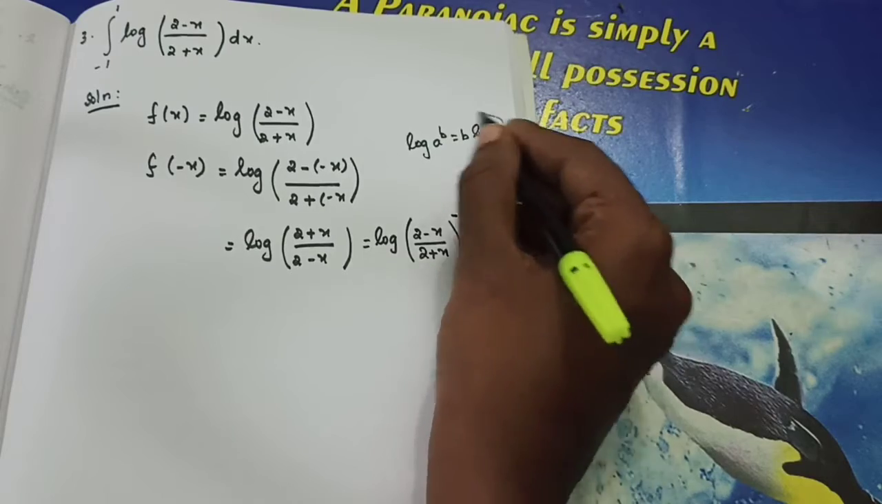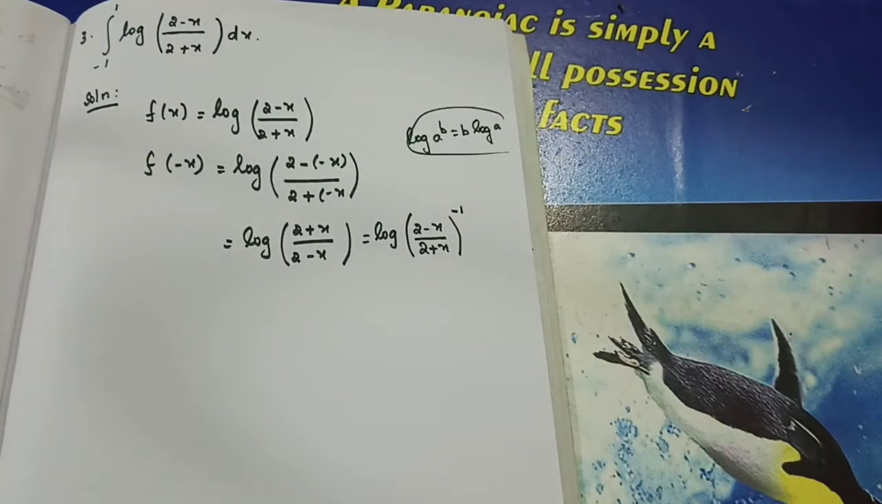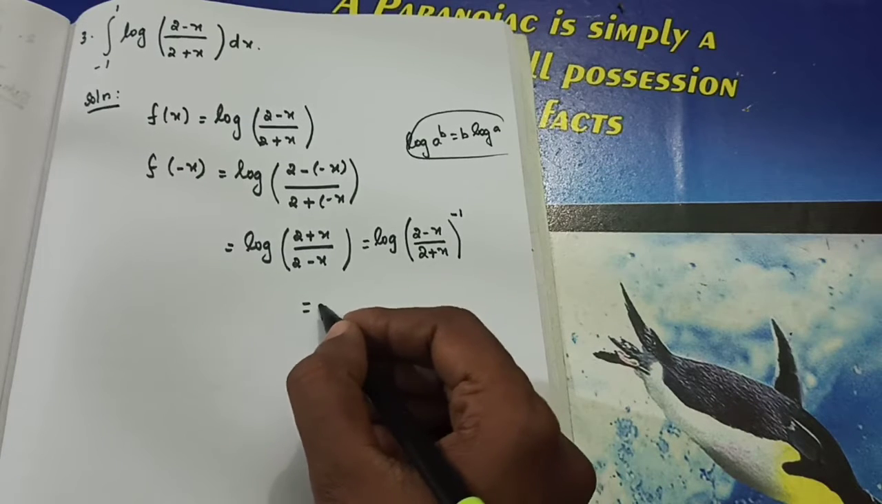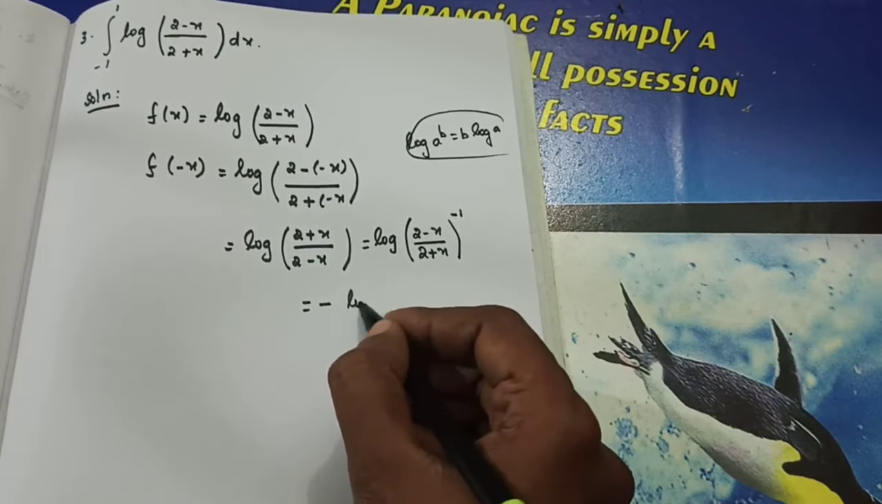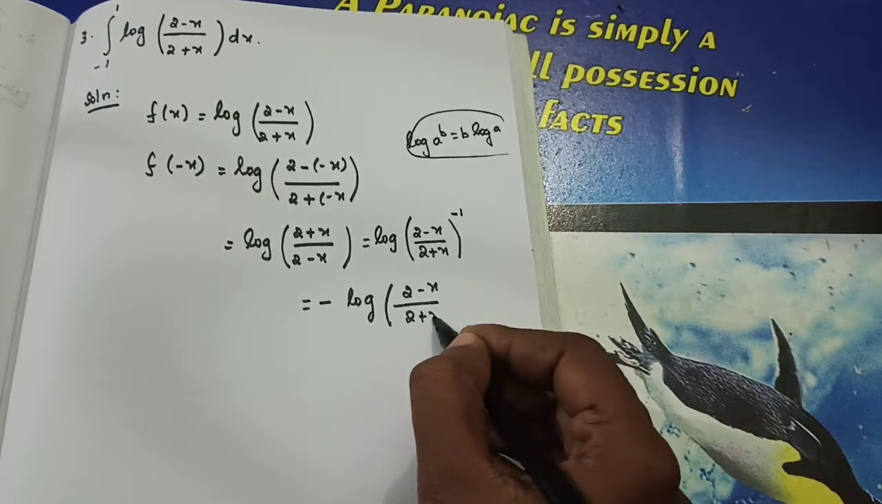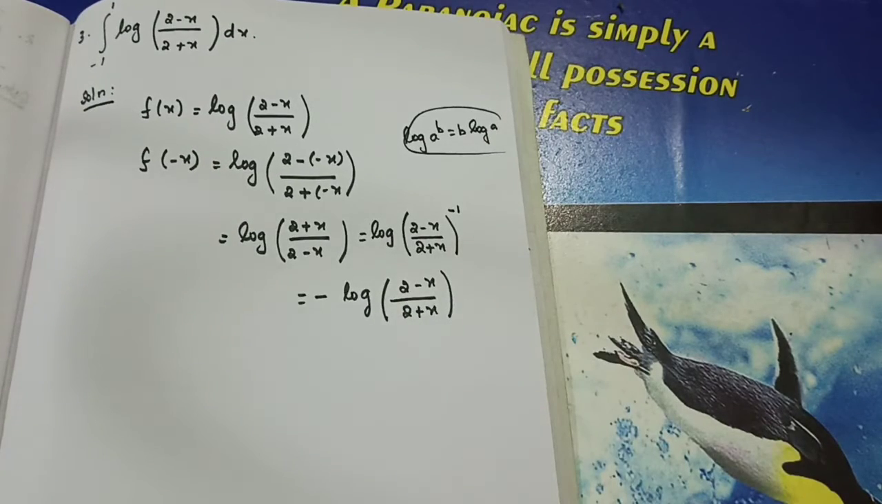This one you have learned already. Log of a power b is equal to b log a. So according to that, when you are writing, the power will come here. Is it right? So minus 1 into, you will get minus log of (2 minus x) divided by (2 plus x). Have you understood? These are the important things in this problem.